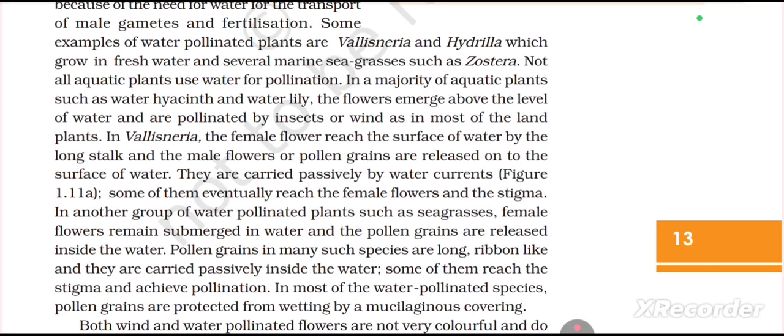They are carried passively by water currents, figure 1.11a. Some of them eventually reach the female flowers and the stigma. In other groups of water pollinated plants such as sea grasses, female flowers remain submerged in water and the pollen grains are released inside the water. Pollen grains in many such species are long ribbon-like and they are carried passively inside the water. Some of them reach the stigma and achieve pollination.